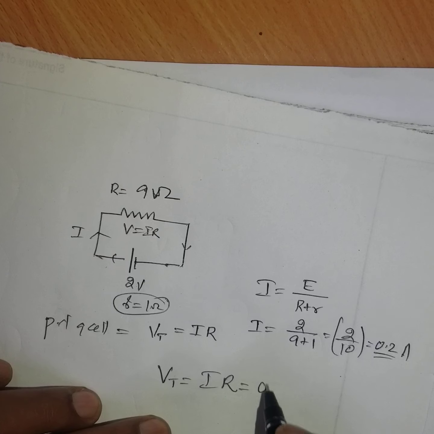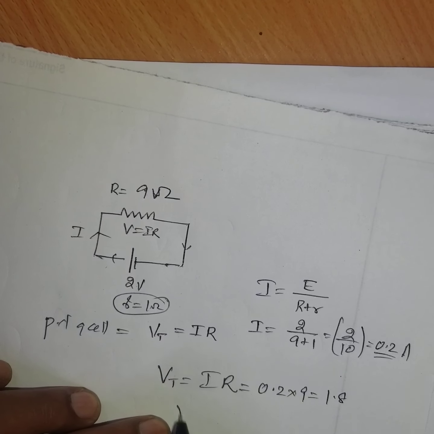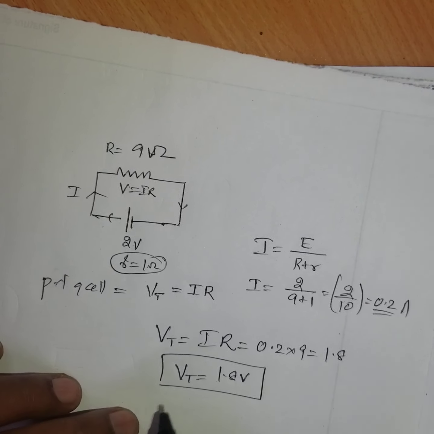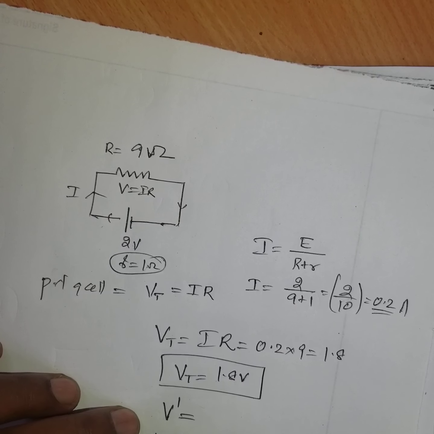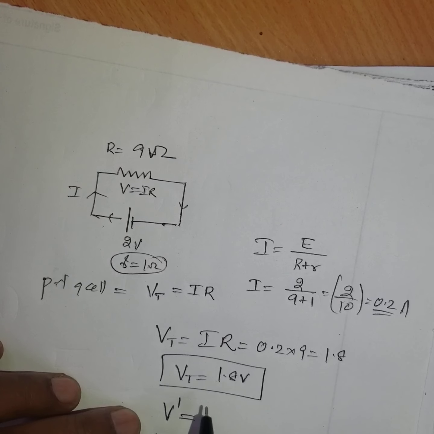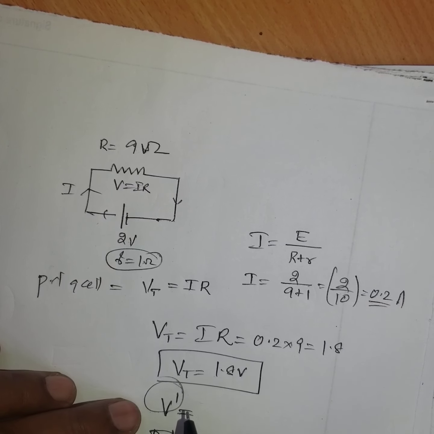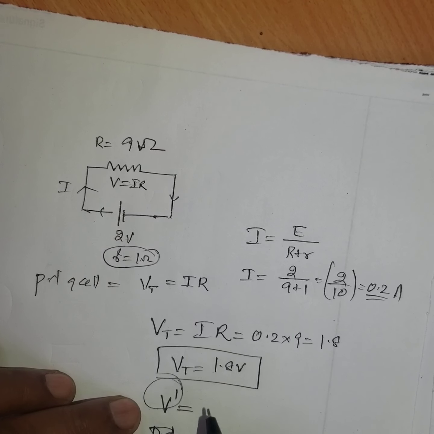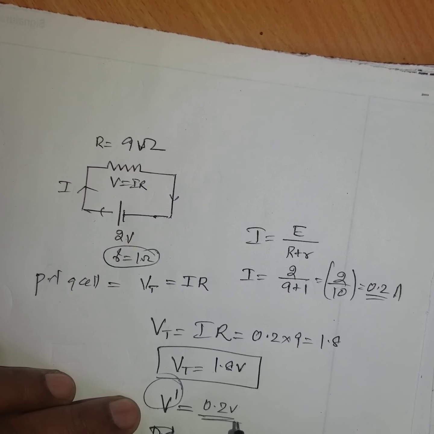What is the current? 0.2. Resistance is 9. 1.8 volt. Vt is equal to 1.8 volt. What is the potential difference across the cell? Here, what is the question? Potential difference across the cell is given. What is the V dash? V dash, what is the name here? Potential drop inside the cell. That means 0.2 volt. Understood?